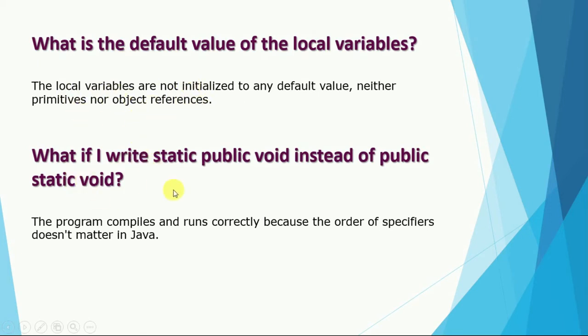So what if I write static public void instead of public static void? That is, what if we change the order of public static void? The program compiles and runs correctly, because the order of specifiers does not matter in Java. So if we change the order of specifiers in Java, it doesn't matter.